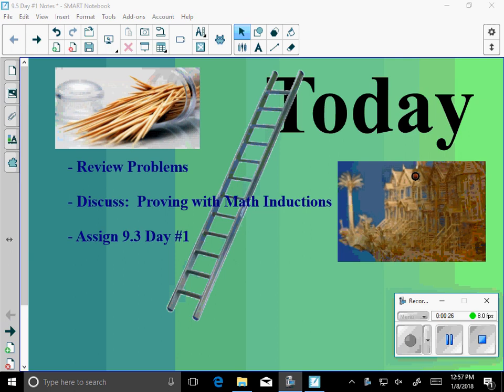But today we're going to talk about math induction. Math induction is an awesome process, and it actually allows us to do many things in calculus. You may not realize it, but later on you will. So let's get started here.